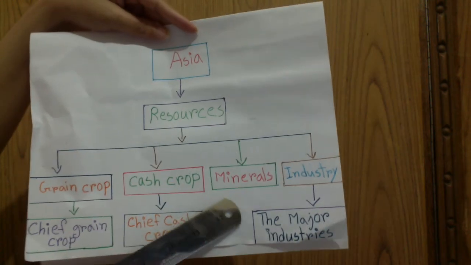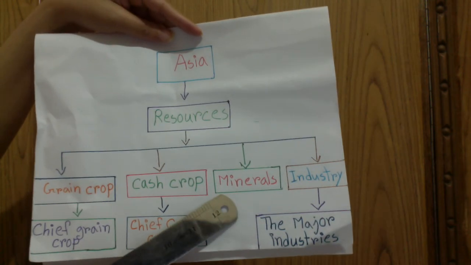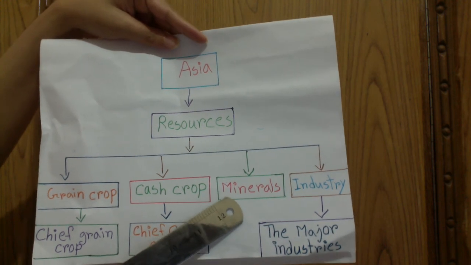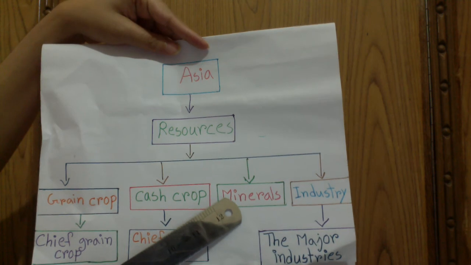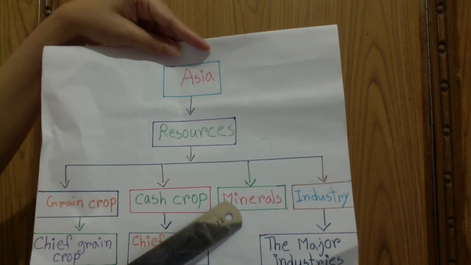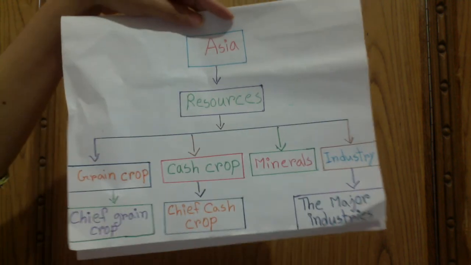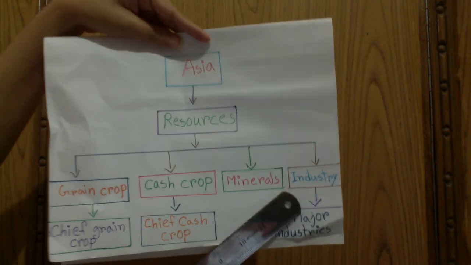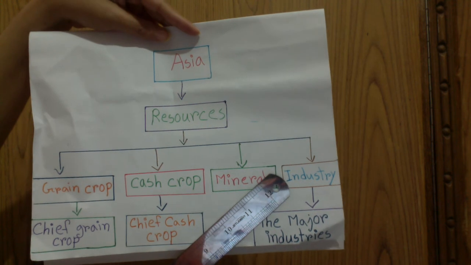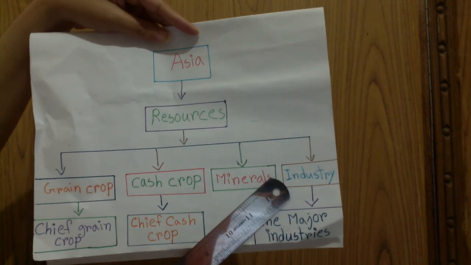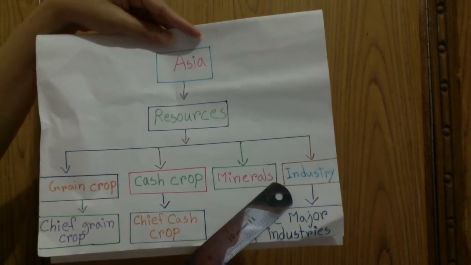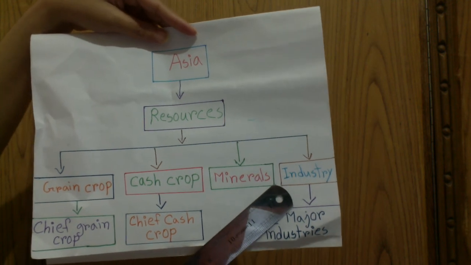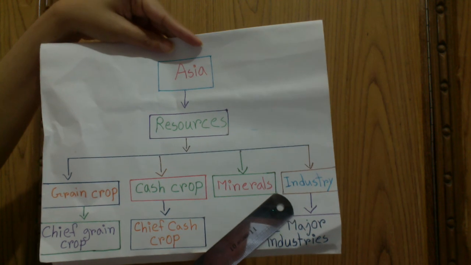Now the minerals. Asia has lots of minerals such as mineral oil, natural gas, bronze, gold, silver, etc. Now the last one is the industry. Asia is quite developed in industry. There are many industrial plants in Japan, South Korea, China, India, Malaysia and Thailand.